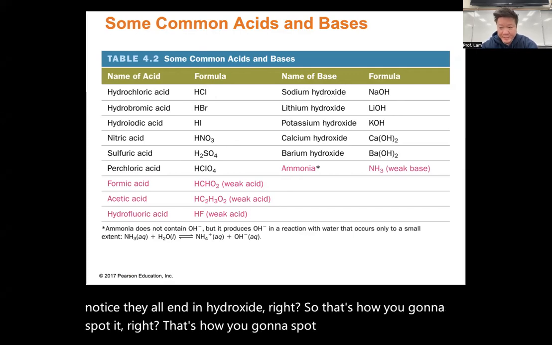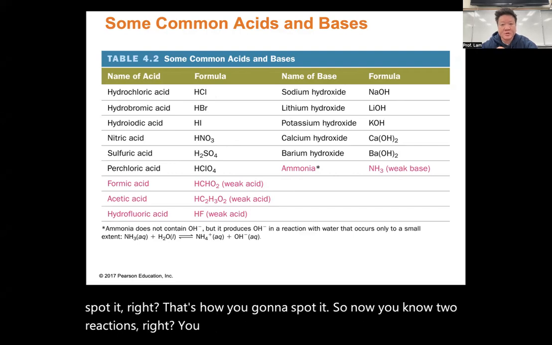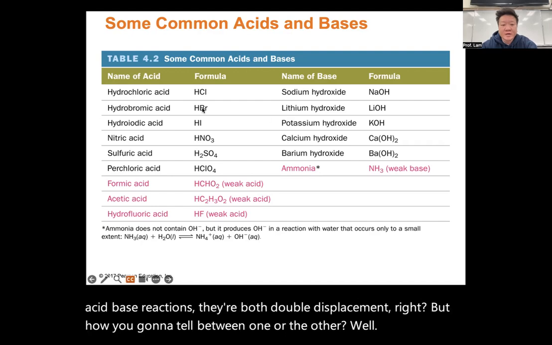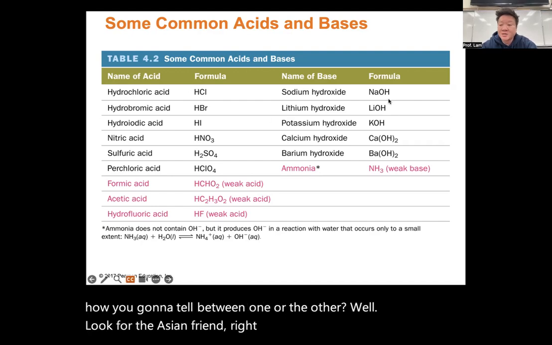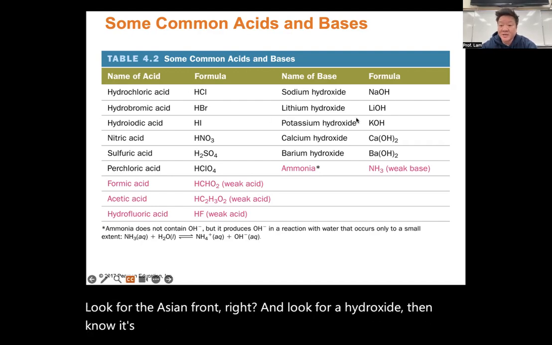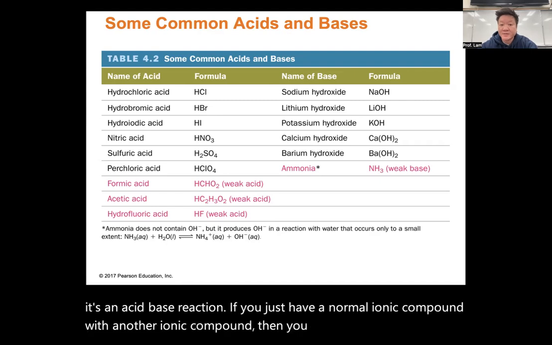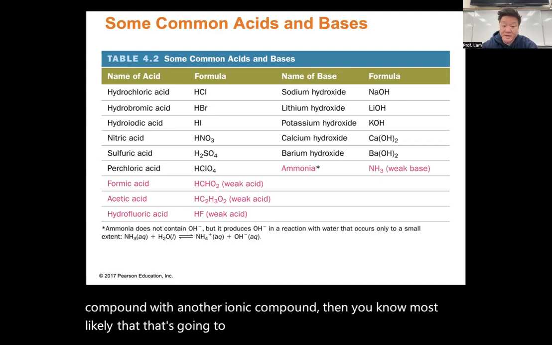So now you know two reactions, right? You know precipitation reactions, acid-base reactions. They're both double displacement, right? But how you gonna tell between one or the other? Well, look for the H in front, right? And look for a hydroxide. Then you know it's an acid-base reaction. If you just have a normal ionic compound with another ionic compound, then most likely that's gonna be a precipitation reaction, right?